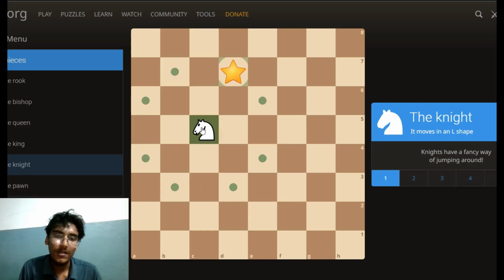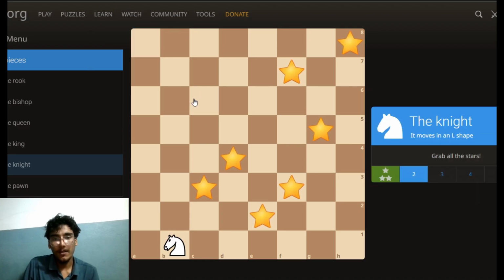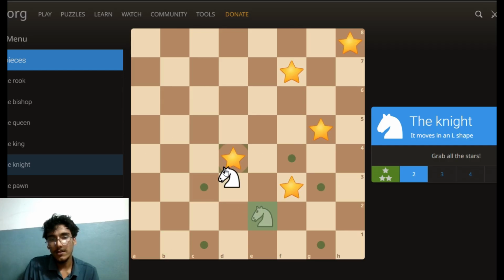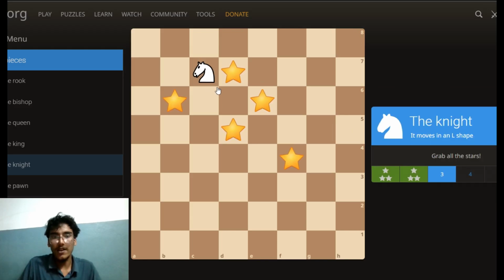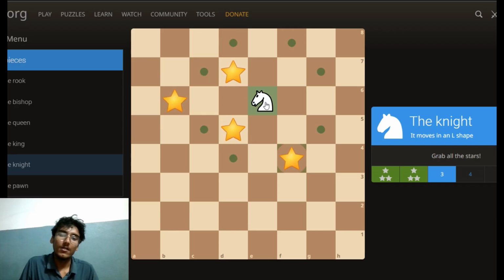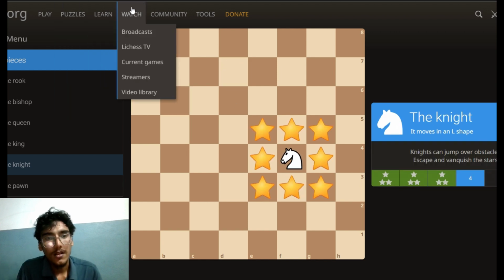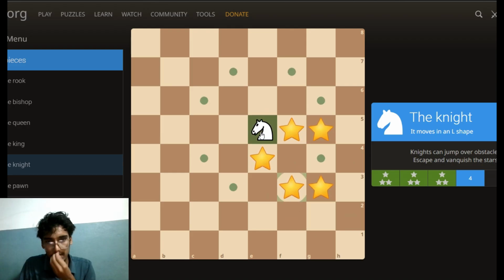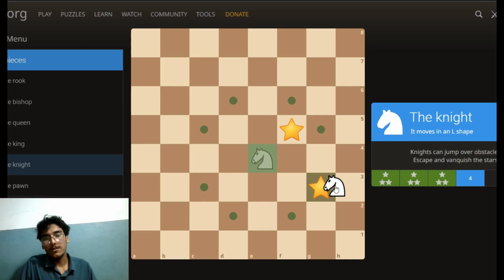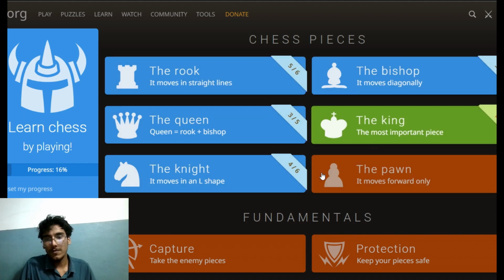So this can move here, here. You can practice on your own. And then this can move here, here, here, here, here in an L shape. Two squares this way and one next square. Here, here, here, here, here. Okay. You have to practice on your own. Just practice like this. And let's go to the pawn.